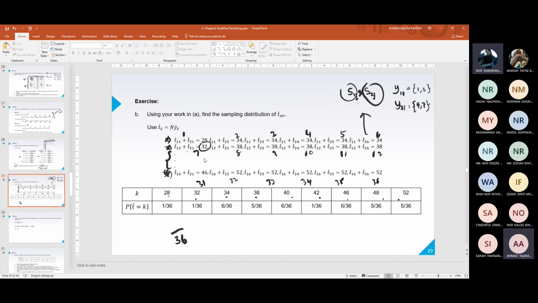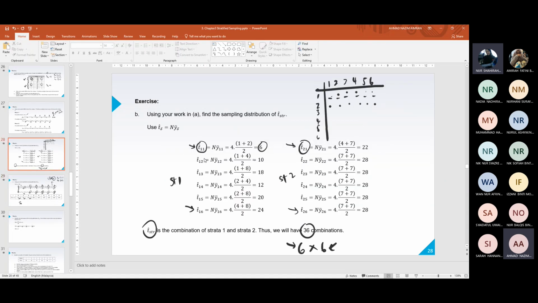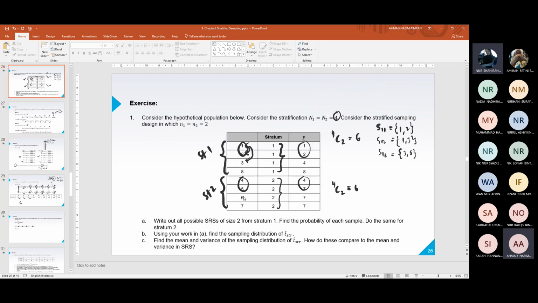This one, 32. Satu kali saja you akan dapat. And 34, you will get 6 times. 1, 2, 3, 4, 5. Ada satu lagi mungkin dekat tengah-tengah ni. Okay, you will get 6 times and the same process repeats until you get 52 five times. Look at here, 52, 1, 2, 3, 4, 5. Then you can come up with the probability distribution. Sampling distribution, sorry.